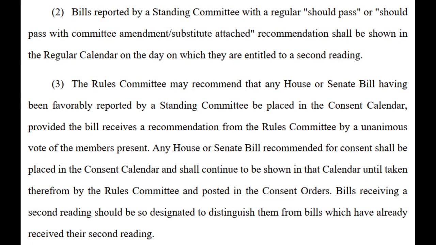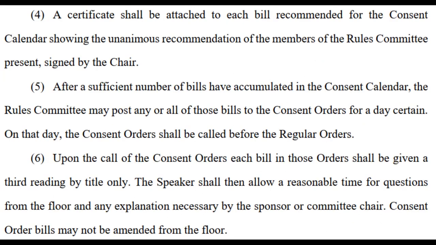3. The Rules Committee may recommend that any House or Senate bill having been favorably reported by a standing committee be placed in the consent calendar, provided the bill receives a recommendation from the Rules Committee by a unanimous vote of the members present. Any House or Senate bill recommended for consent shall be placed in the consent calendar and shall continue to be shown in that calendar until taken therefrom by the Rules Committee and posted in the consent orders. Bills receiving a second reading should be so designated to distinguish them from bills which have already received their second reading. 4. A certificate shall be attached to each bill recommended for the consent calendar showing the unanimous recommendation of the members of the Rules Committee present, signed by the Chair.